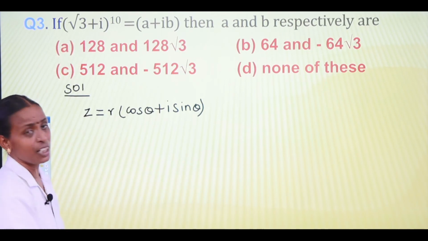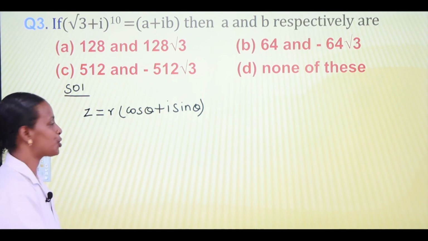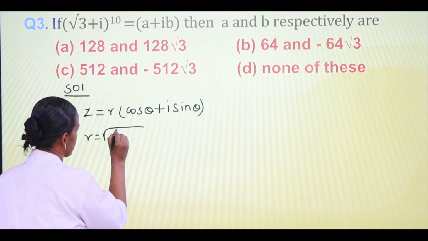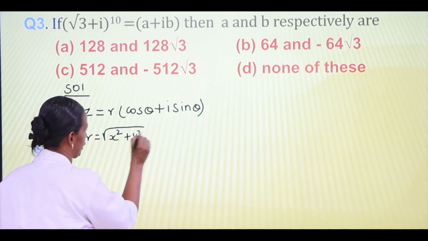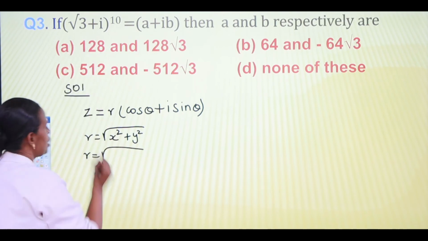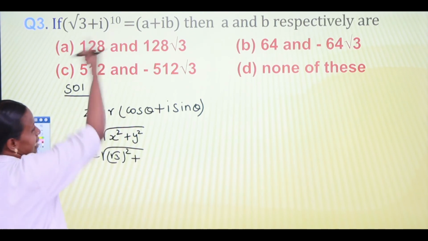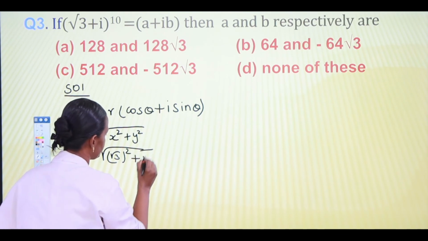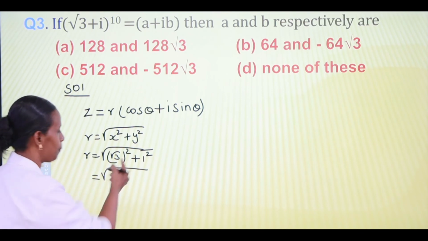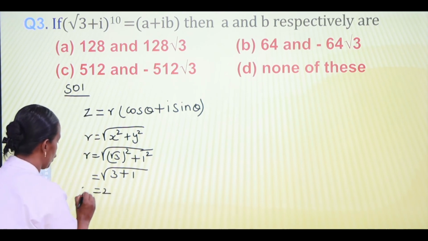Here your complex number is root 3 plus i. Before that you must find what your r value and your theta are. So r is nothing but the square root of real part square plus imaginary part square, that is square root of x square plus y square. Here the real part is root 3, so root 3 the whole square. The imaginary part is 1, so 1 square. So the square root of 3 plus 1, 3 plus 1 is 4, which is nothing but 2. This is your r value.